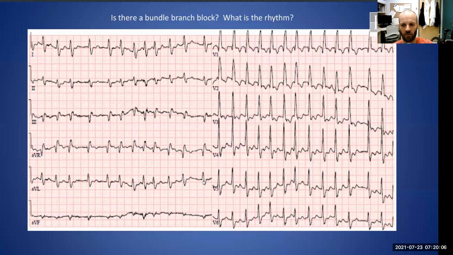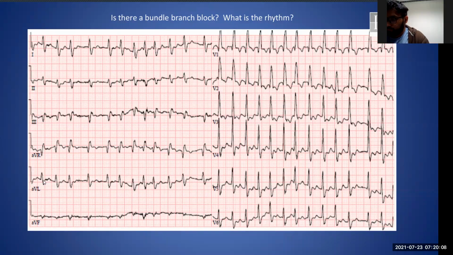So what do you think the rhythm is if the ventricular response is irregular and we can't make out any P waves? What does that say to you? Is it atrial fibrillation? It is atrial fibrillation. 2 out of 2 for Anne. Very good. Okay, so this is atrial fibrillation with a rapid ventricular response and a right bundle branch block pattern.